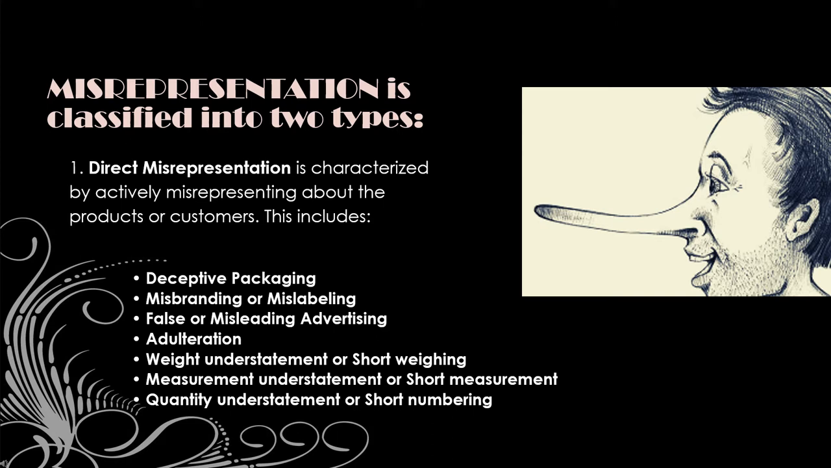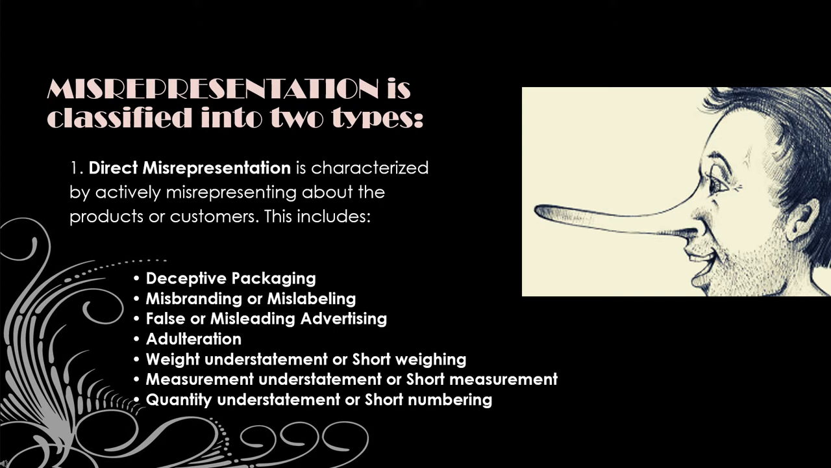Quantity understatement or short numbering. After discussing weight understatement or short weighing, wherein a weighing scale is tampered with in order to register more weight than the actual weight, and measurement understatement or short measurement, wherein a business establishment uses a measuring stick that is shorter than the real length, quantity understatement or short numbering is an unethical practice wherein the seller gives the customer less than the number asked for or paid for.